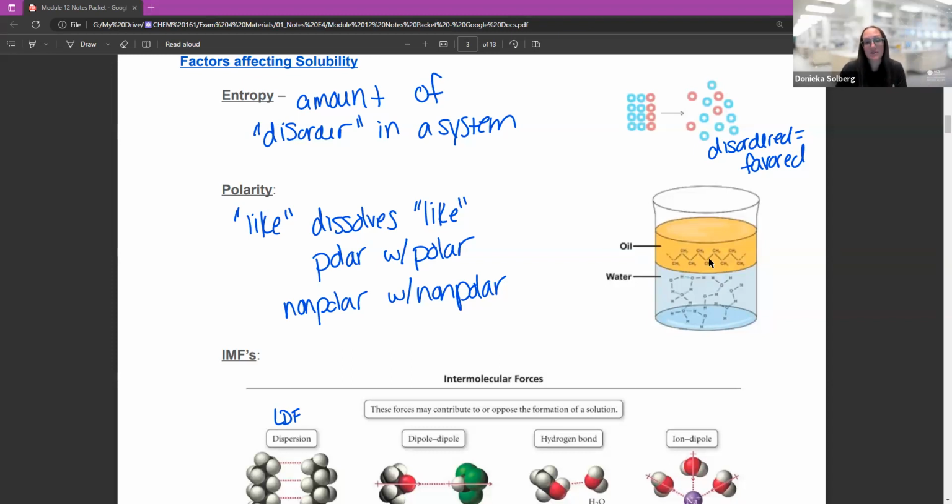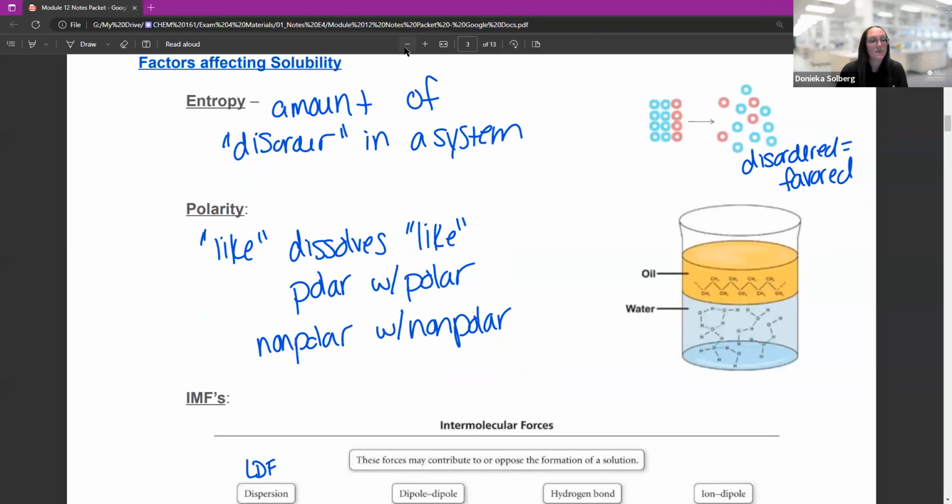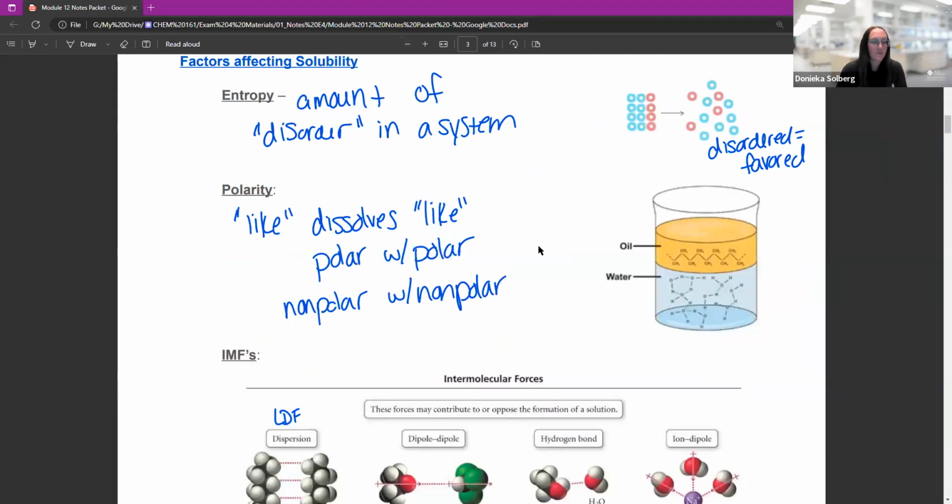Well, yes, they do have different densities. So a lot of the times people will be like, oh, well, oil is less dense. That's why it's on top. Well, yeah, that's why it's on top, but why don't they mix together? And the reason they don't mix together is because oil is very non-polar. If you kind of zoom in on this molecule here, you'll see that it's a whole bunch of carbons and hydrogens, and it's very symmetrical. This is a non-polar molecule, whereas we know that water is very polar. So they do not like to mix together. Okay, so like dissolves like.